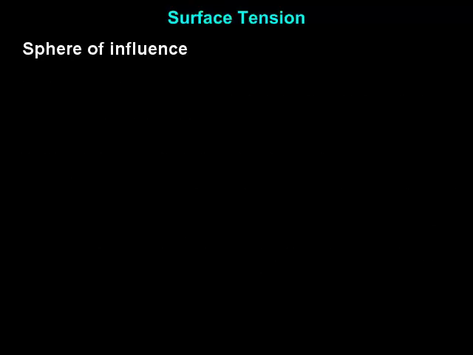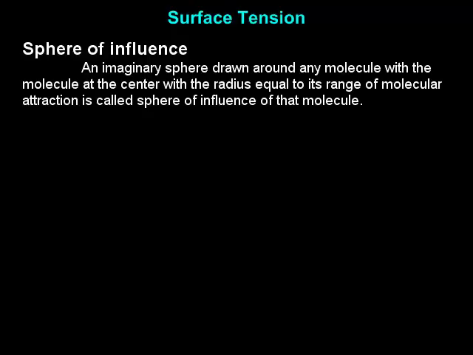Sphere of influence. An imaginary sphere drawn around any molecule with the molecule at the center with the radius equal to its range of molecular attraction is called sphere of influence of that molecule. Now we'll go to the surface tension.